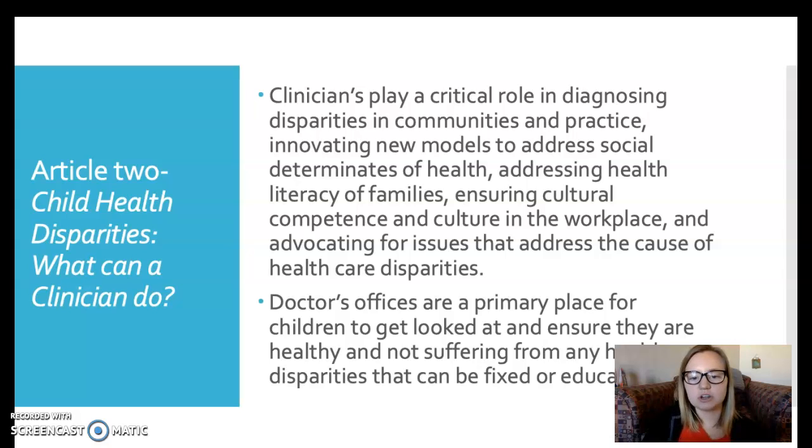And doctors' offices are a primary place for children to get looked at and ensure they are healthy and not suffering from any health disparities that can be fixed or educated on. In addition, the school nurse's office is also a good place for children to go because the school nurse will know the child and they'll be able to look and see if they are suffering from different disparities as well.